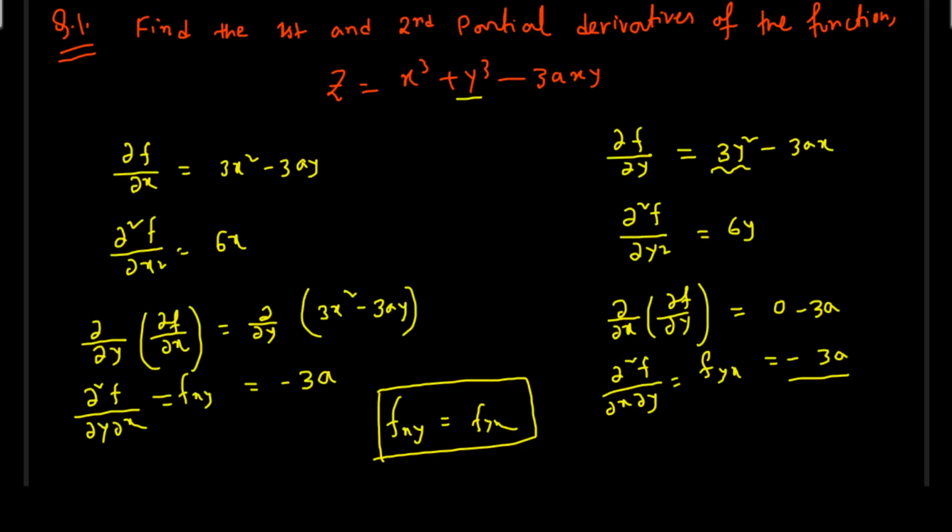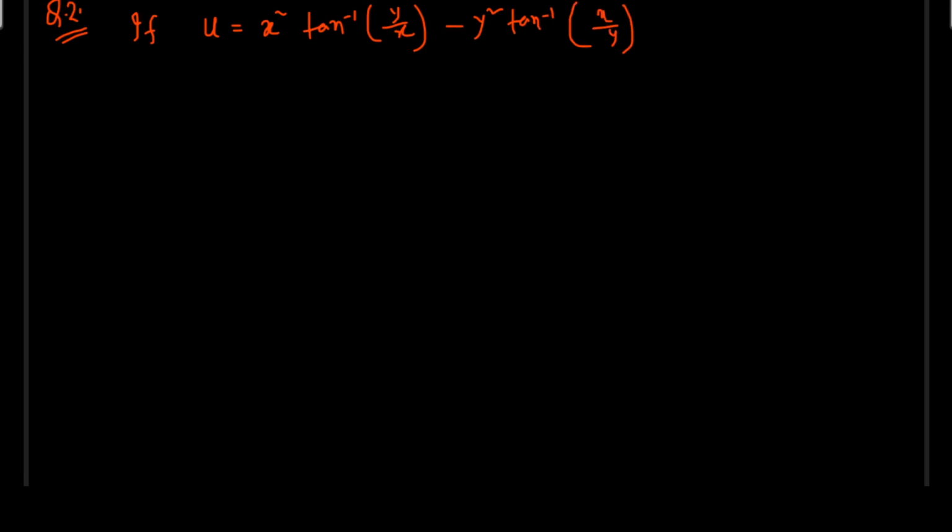Okay, so now let's move to the next question. Let me take some other example. Question number 2, and here the question is: if u is given as x square tan inverse y by x minus y square tan inverse x by y, this is given.